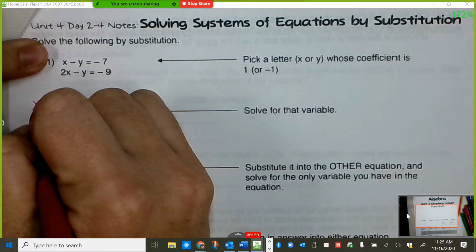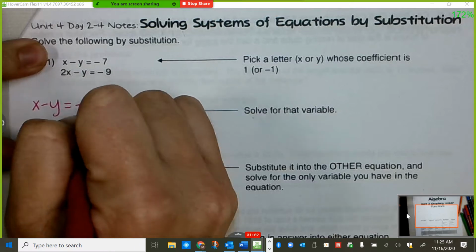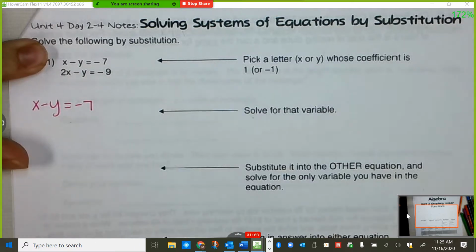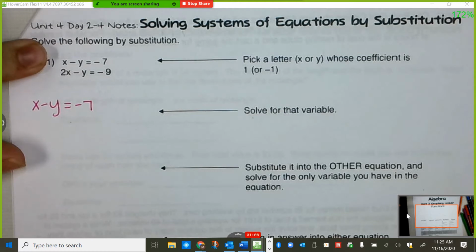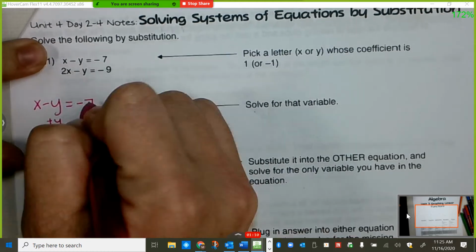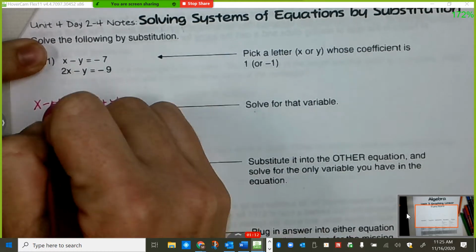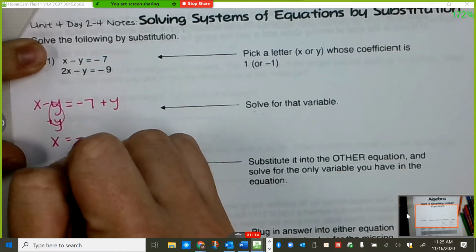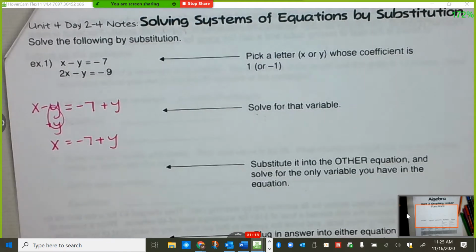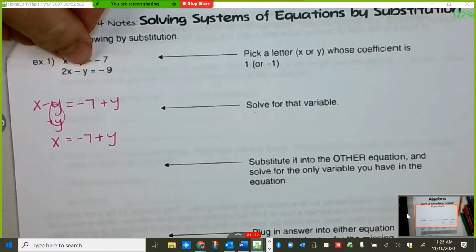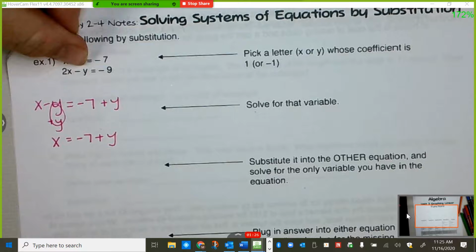So I'm going to take that equation, and I'm going to solve for x. So how would I get x by itself here? Add y to both sides, and I get x equals negative 7 plus y. Now I'm going to take the equation that I did not use, that second equation we did not use, right? And I'm going to write it down.